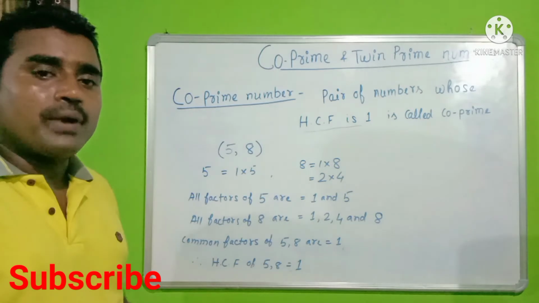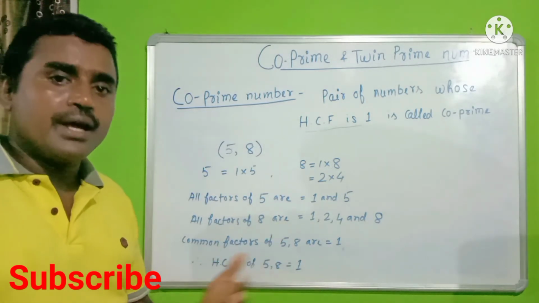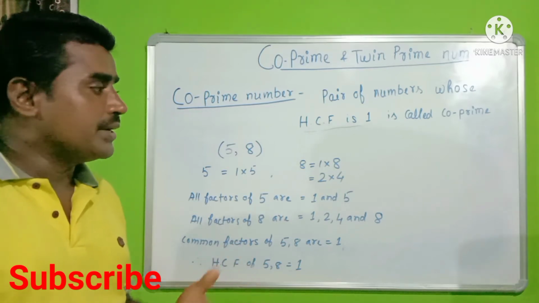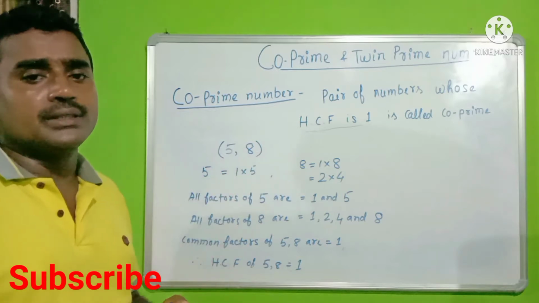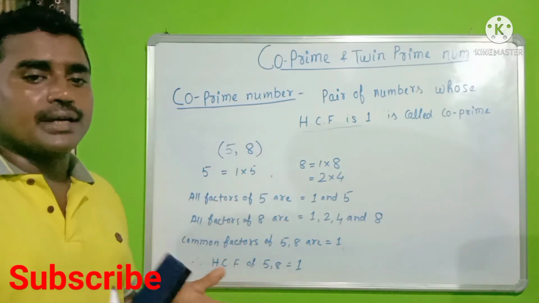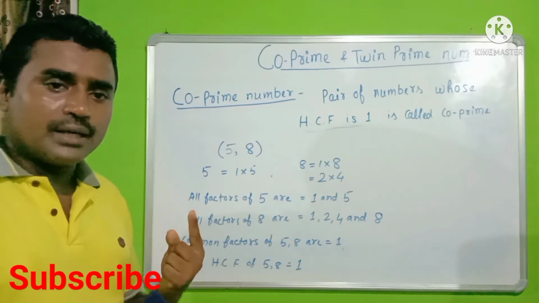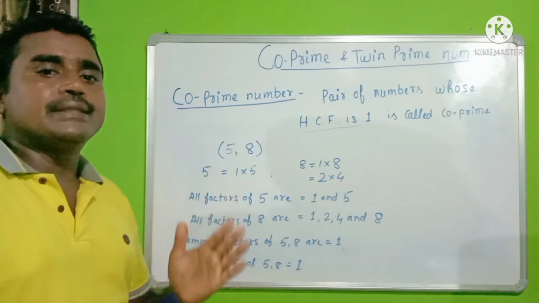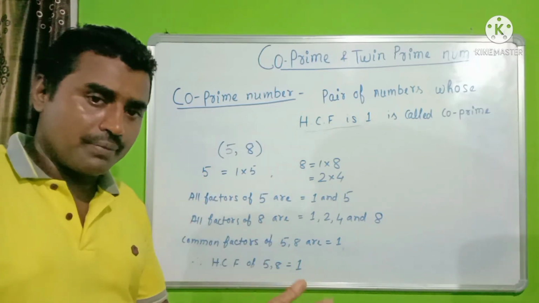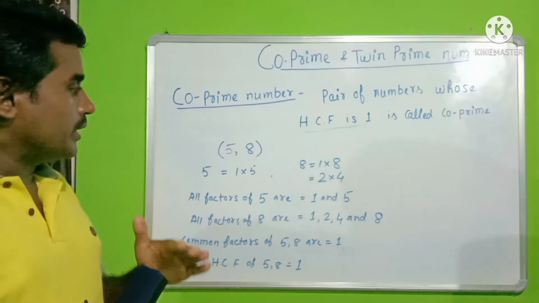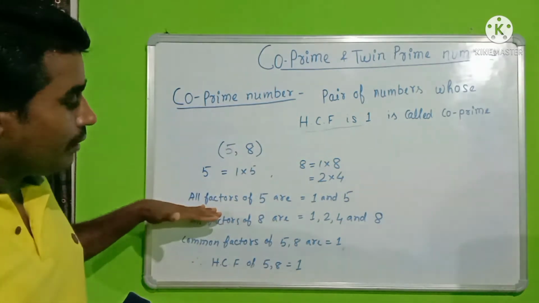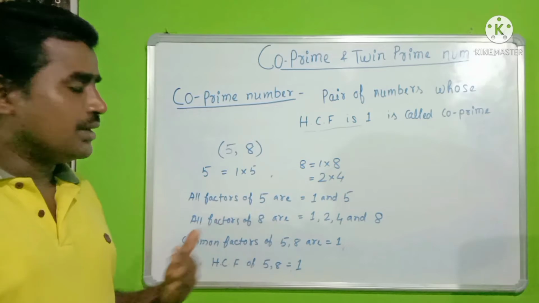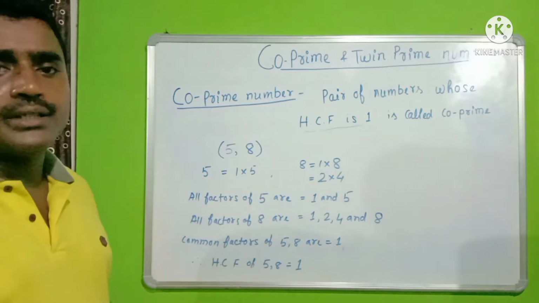So finding coprime numbers is very simple. For the given pair of numbers, whether it is coprime or not, simply we need to find the HCF of the pair. If the HCF is 1, that means the given pair of numbers is coprime. And always we find the HCF by finding all factors of the pair of numbers. So student, you got it. I put another example to illustrate this.